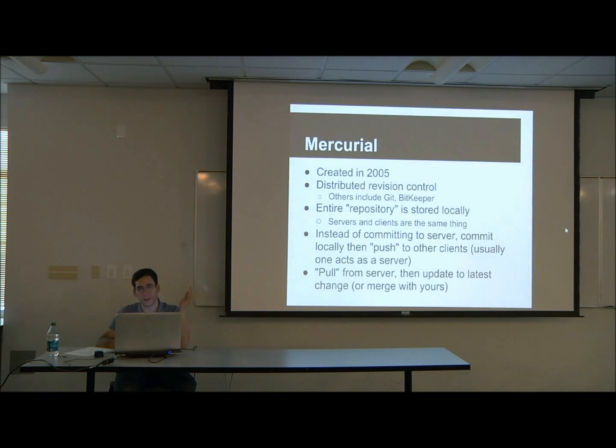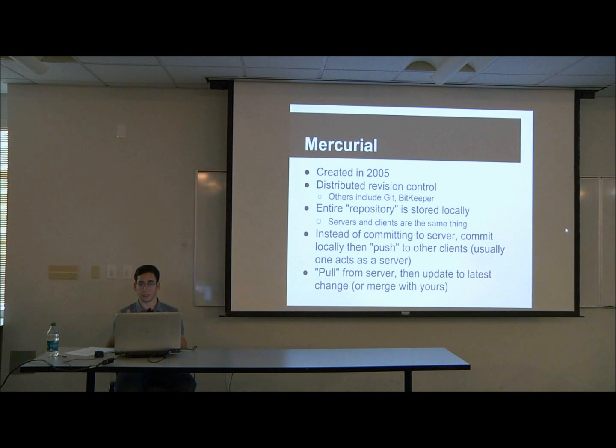So Mercurial was created in 2005, which is completely irrelevant. It is known as distributed version control, which means that the entire repository is stored locally. Everyone has a copy of the entire repository. And so there's not really a server, because you do end up using a server, but it's just another client, and all you're doing is communicating with it, just like you could communicate to anyone else's copy of the repository.